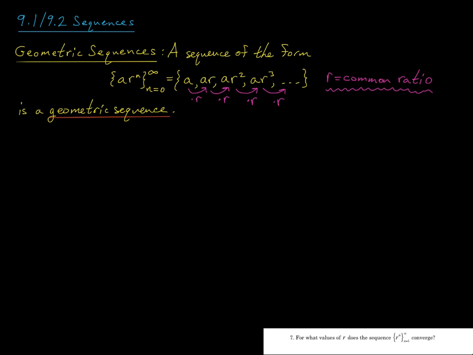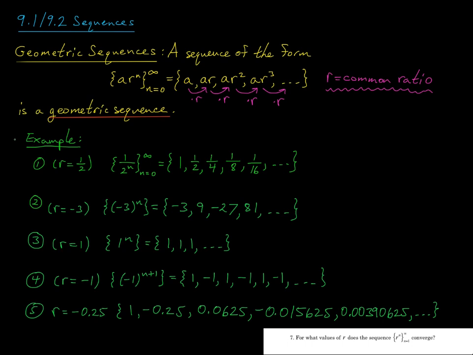Here are some examples of geometric sequences for different values of R. In the first example, R is a half, so I have 1, then multiply by a half to get a half, multiply by a half again to get a quarter, then an eighth, a sixteenth, and so on. In the second example, R is -3. I start here with -3 and repeatedly multiply by -3, so -3, 9, -27, 81, and so on. Notice the sign change here due to the fact that this multiplier R is negative.